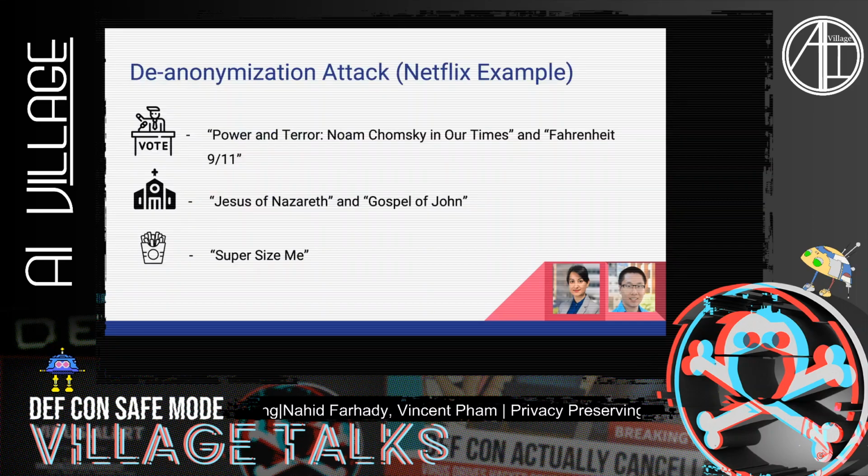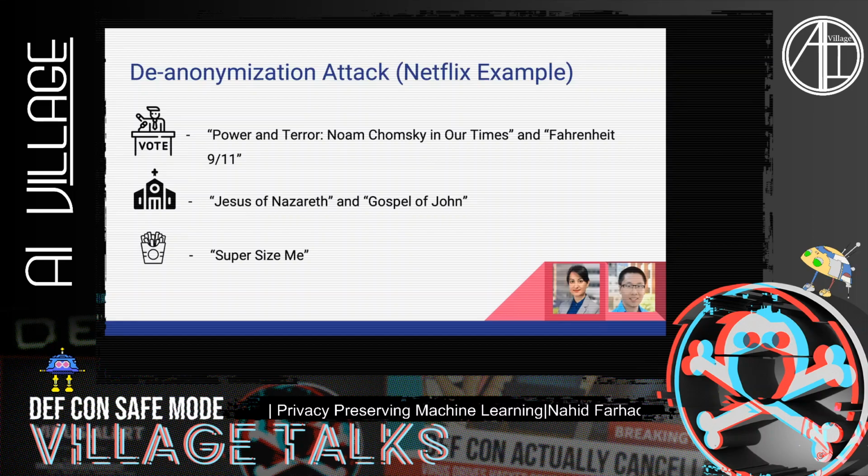So you might be wondering why this might be damaging, since people tend to put their public information on IMDb. This could be because they might be selecting a set of records to disclose on IMDb, but not on Netflix recommendations. For example, they were able to identify for a particular person, just based on his Netflix record, that he might have a voting preference, from his voting record on Power and Terror, Noam Chomsky and Our Times, and Fahrenheit 9/11.